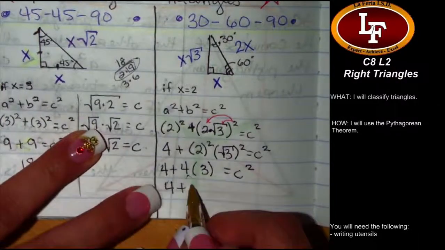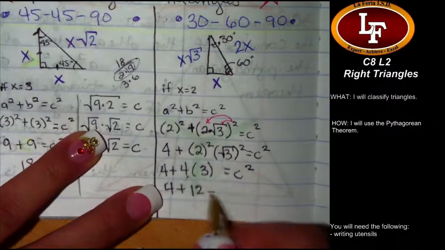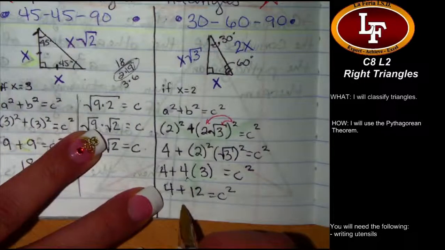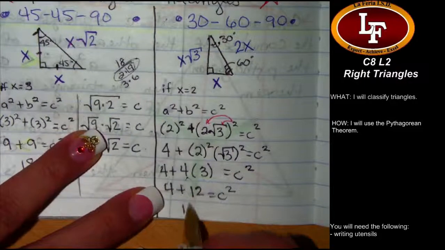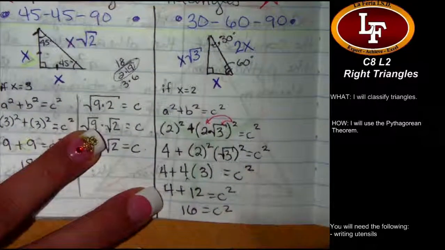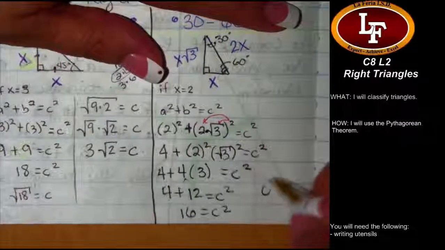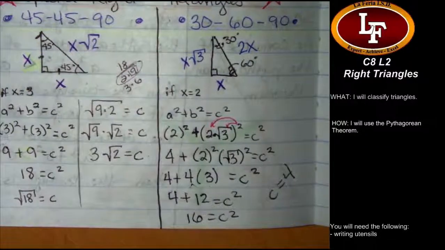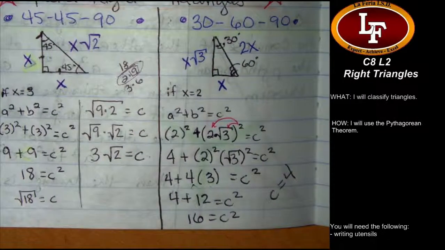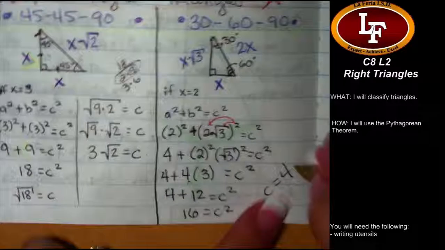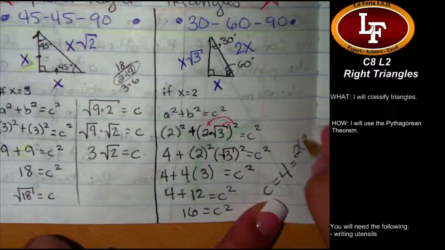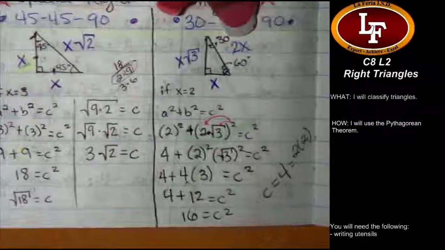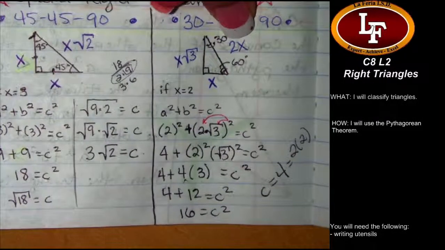All right, we're almost done. 4 times 3 is 12. 4 plus 12 is 16. And what's the square root of 16? 4. Yes. 4 times 4 is 16. The square root of 16 is 4. This 4 can be written as 2 times 2, which is the exact same format as that.